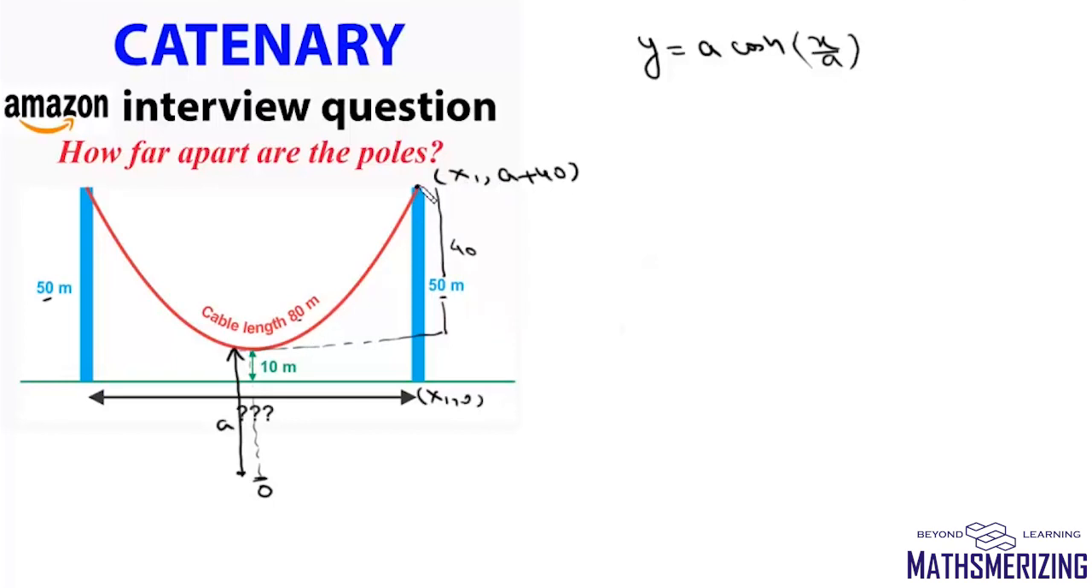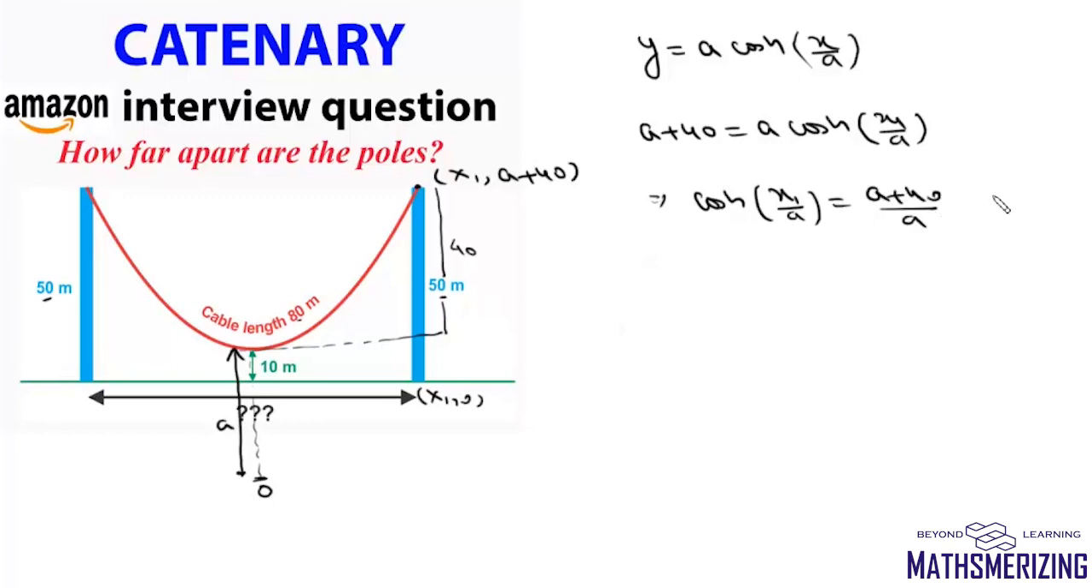and its y coordinate will be a plus 40. Now this point lies on the catenary, so we can write this equation as a plus 40 equals a hyperbolic cos x1 upon a, or from here we can write hyperbolic cos x1 upon a equals a plus 40 upon a, and that's my first equation.